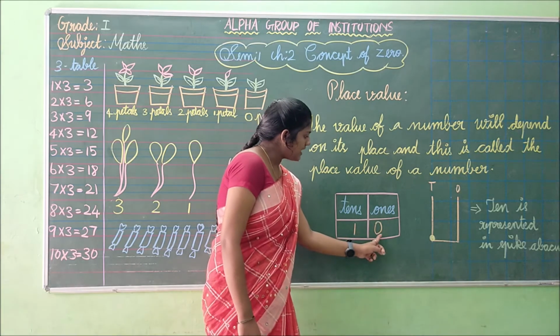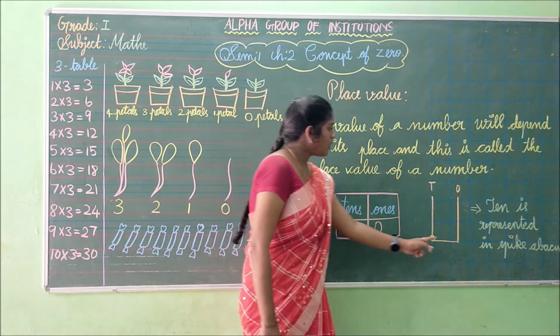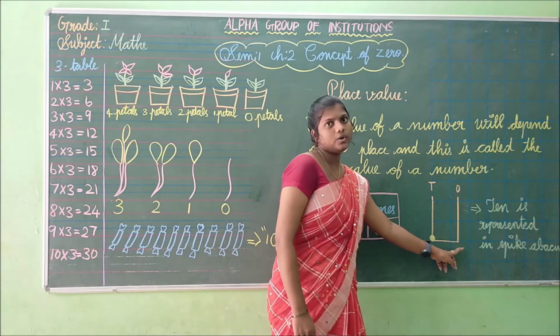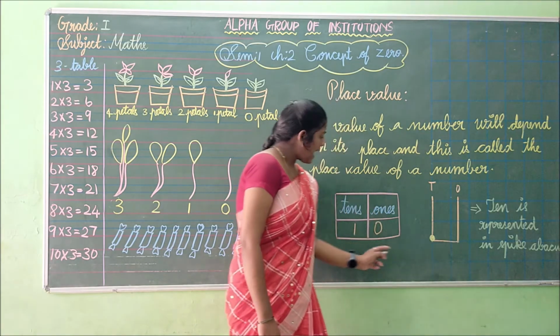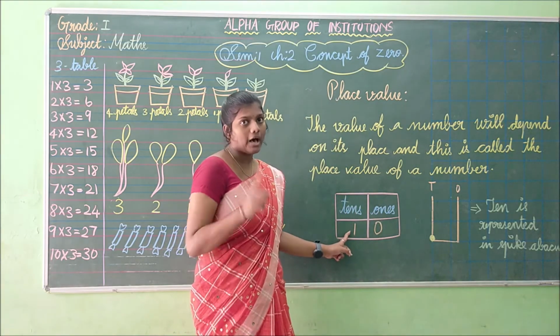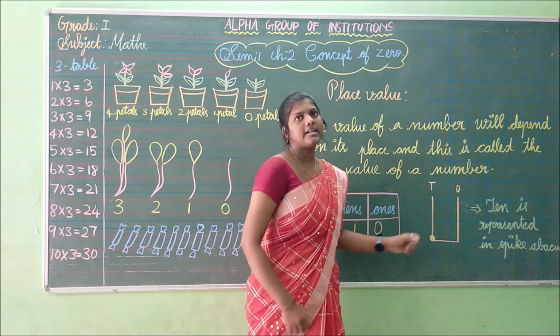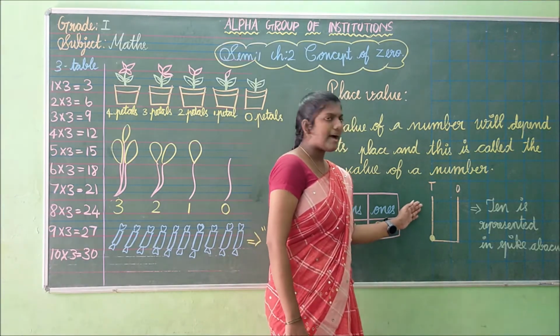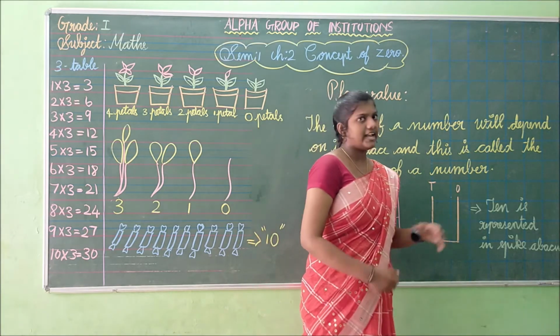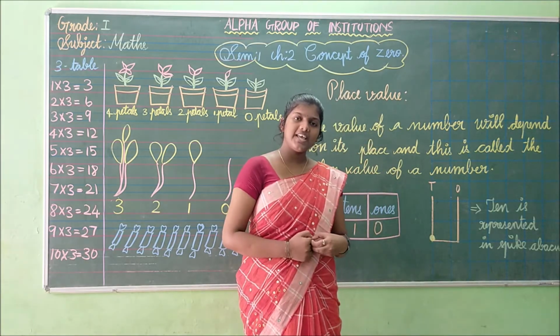See here, in the ones place we have 0, so I did not put any beads there. And in the tens place we have 1, so I have put 1 bead in the tens place. So this is the abacus form of the number 10. Okay children? Do you understand this?